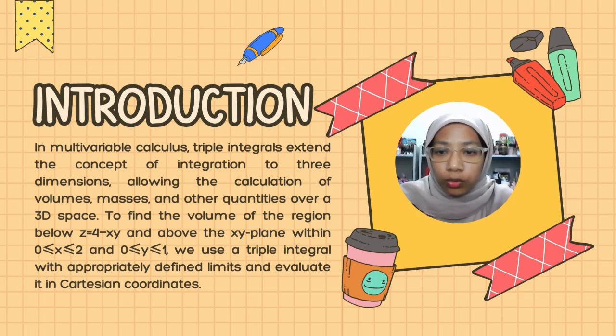To find the volume of the region below z equals 4 minus xy and above the xy plane within 0 less than or equal to x less than or equal to 2 and 0 less than or equal to y less than or equal to 1, we use a triple integral with appropriately defined limits and evaluate it in Cartesian coordinates.